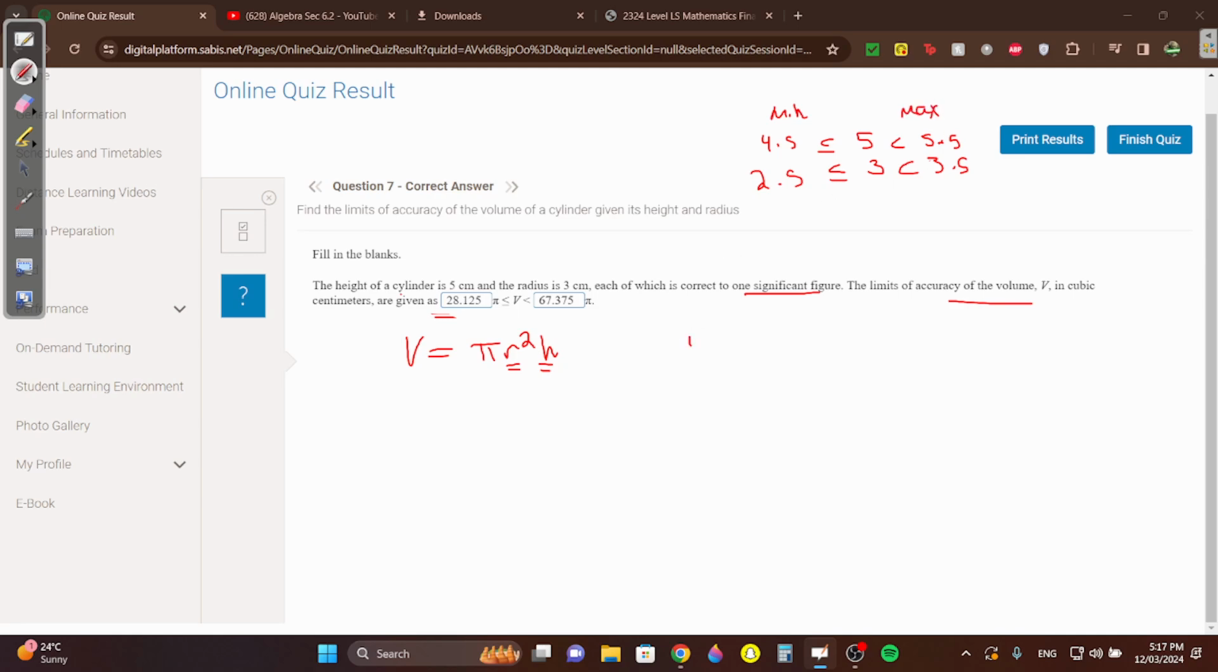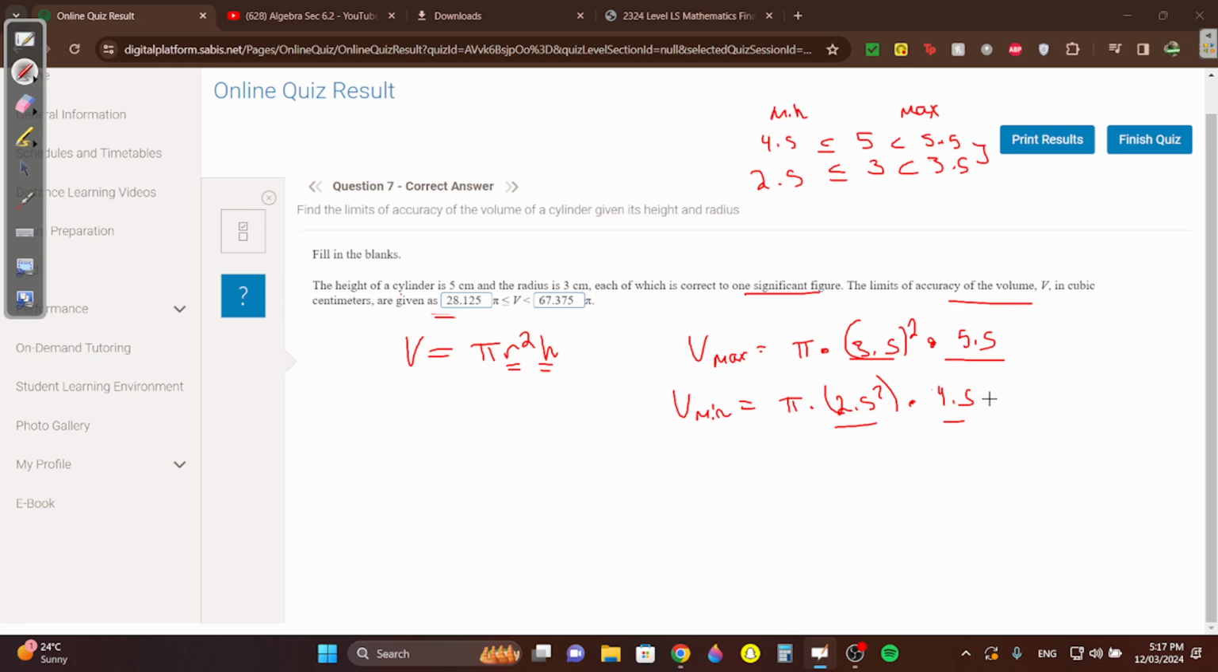So we're going to have the first volume. We're going to call it volume maximum. We're going to use the maximum radius and the maximum height. So it will be pi times r squared, so my radius is 3.5 squared times the height, which is 5.5. Then the volume minimum will be pi times 2.5 squared times 4.5. This is the minimum radius, minimum height. This is the maximum radius, maximum height.